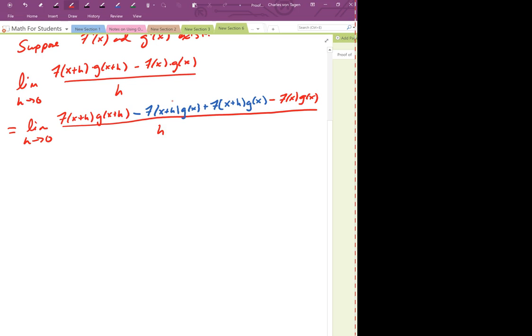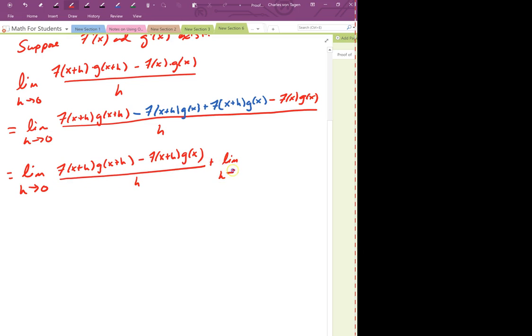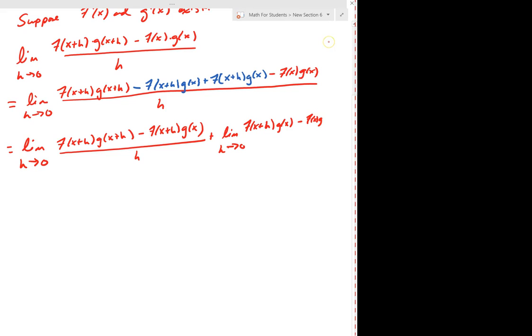But now this allows me to group things in a different way. So I'm going to now rewrite this as the limit as h approaches 0 of f of x plus h g of x plus h minus this first term, f of x plus h g of x, all over h, plus the limit as h approaches 0 of f of x plus h g of x minus f of x g of x, all over h.